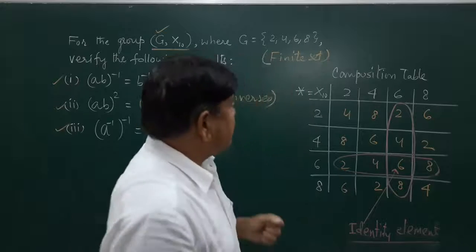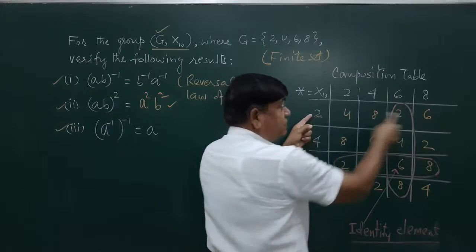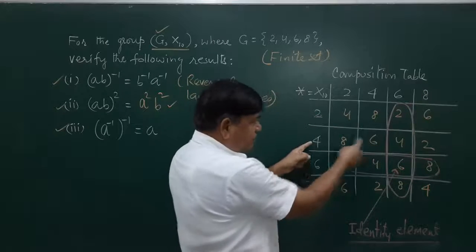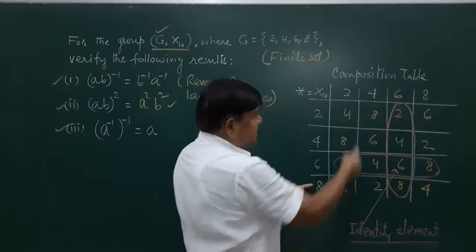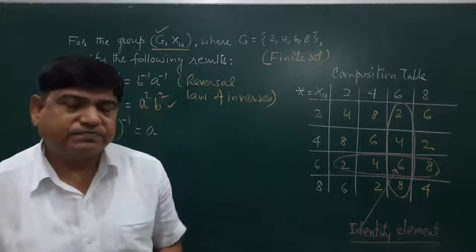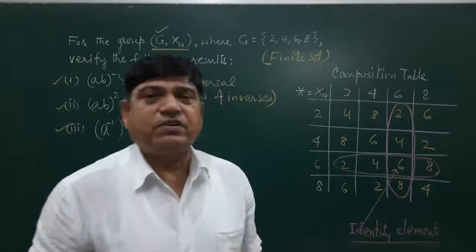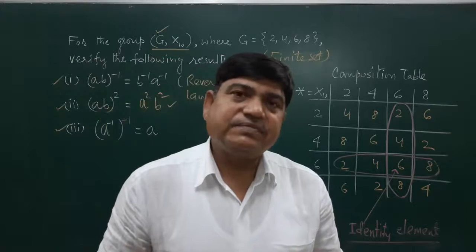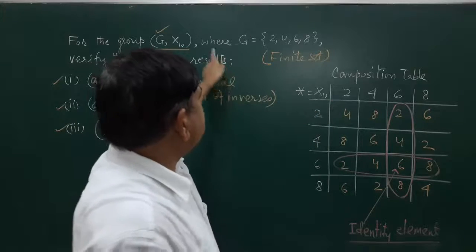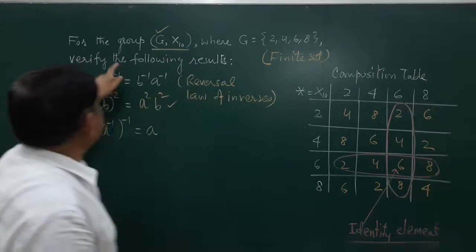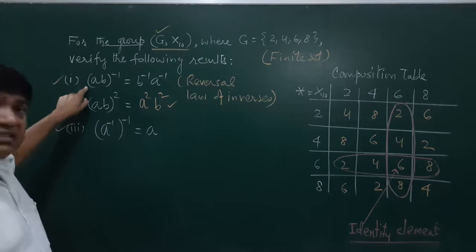Now, what is the inverse of 2? 6 is the identity, you can see. So the inverse of 2 is 8. The inverse of 4 is 4. The inverse of 6 is 6. The inverse of 8 is 2. Then associative laws hold in multiplication. So this is the composition table, and looking at this table we see this is a group. So here it is given the group. So this is the verification. Now we try to prove these properties.